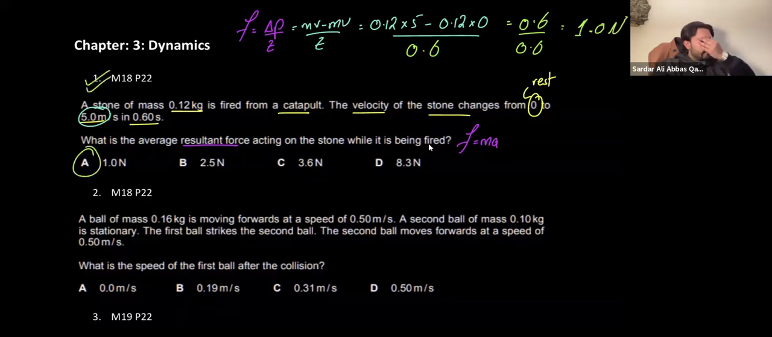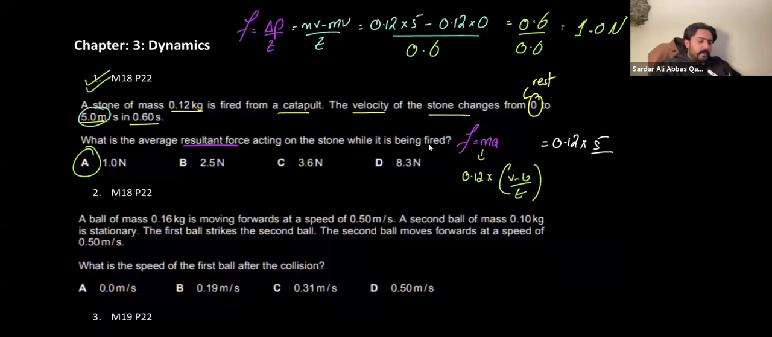We can also attempt the same question using F is equal to ma. How? See, I have my mass that is 0.12. I can just find the acceleration. What's the formula for acceleration? V minus u over t. So if I substitute the values, my answer is going to be 0.12 into 5 over 0.6. Okay, the answer of this is also 1.